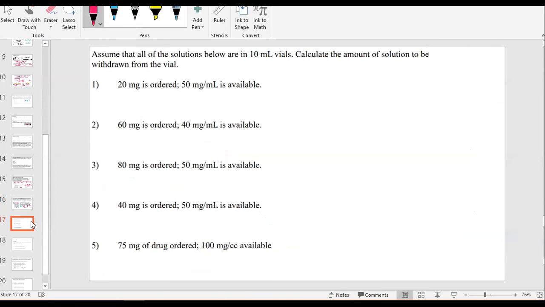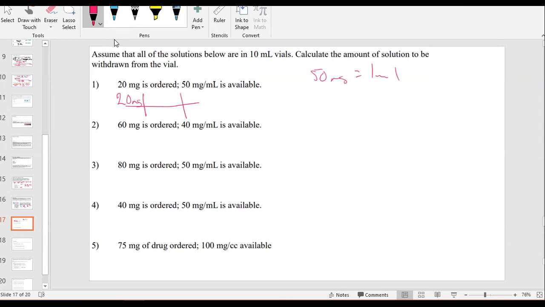Okay, so we're going to work some problems now that we got some of the basics down. So this is straight from your chapter book. This is an easy problem to start with. We have 20 milligrams ordered, and what's available is 50 milligrams per mL. So we're going to do some with ratio proportions, some with train tracks, so we can practice both of them. So what's my dose? 20 milligrams. I'll start with what I need, which is 20 milligrams. My concentration is 50 milligrams per ml. So that is equal to 50 milligrams equals 1 ml.